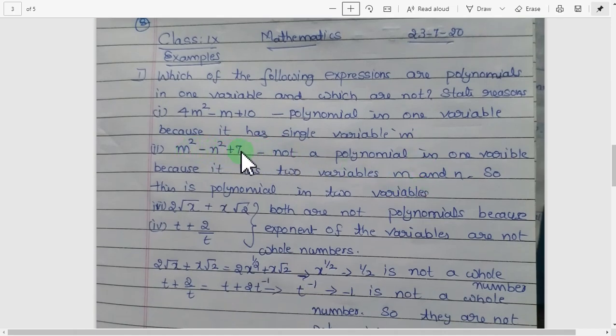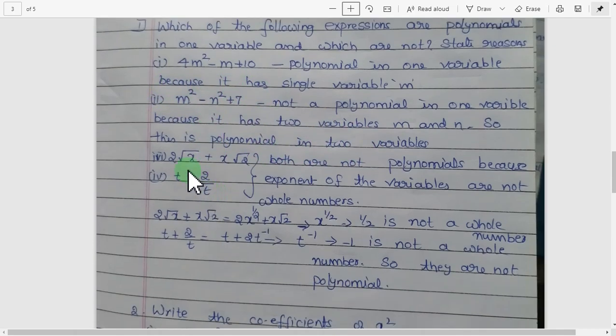m square minus n square plus 7. It is not a polynomial in one variable because it has two variables, m and n. Because it has two variables m and n, this is a polynomial in two variables.